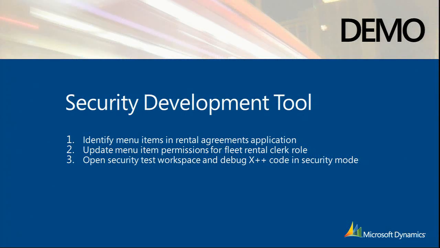So I will show you 3 scenarios with this tool. The first one is I will show you how you can actually use the tool to identify menu items, and I will use my existing rental agreements application that I just created in the previous demo. I will also show you how you can update menu item permissions for the fleet rental clerk role. And the third scenario is I will show you how you can open a security test workspace and also debug X++ code in security mode. So let me just go ahead and switch back to my demo environment.